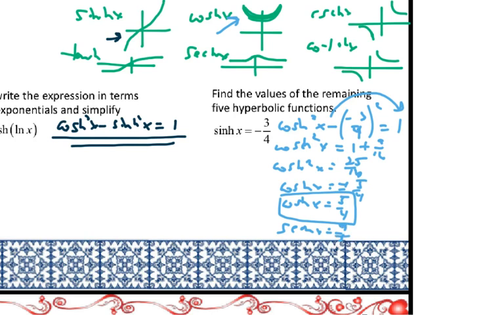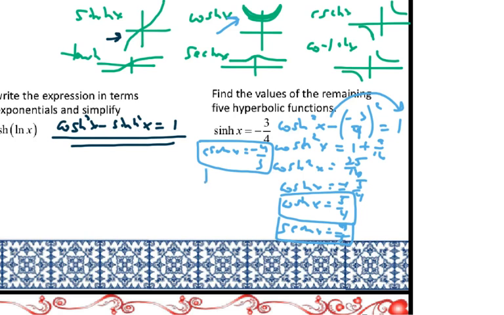Sorry, that's a horrible looking 4/5. I hope that you're listening. That's 4/5. What about sinh? The reciprocal of it would be cosech. So let's write it down. Cosech is going to be negative 4/3. Then what do we have left?